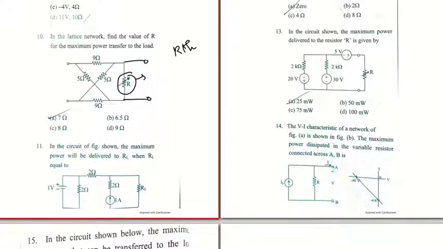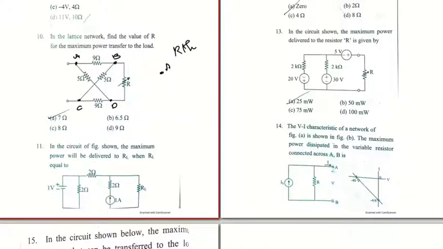This R is not here now, its value is infinity, because it is open circuited. Whenever something is open circuited, its resistance is infinity. So I am going to redraw it over here. I am going to name these points A, B, C and D.